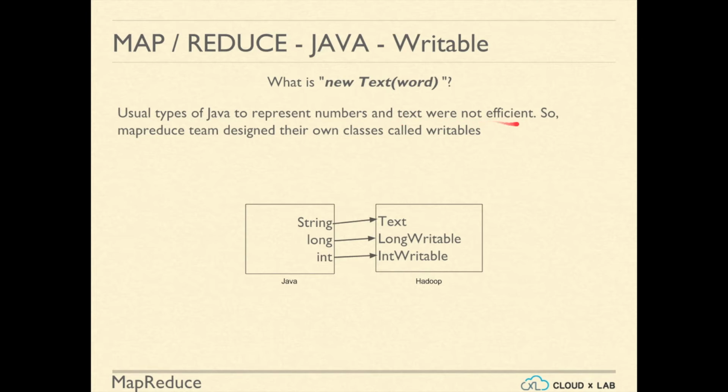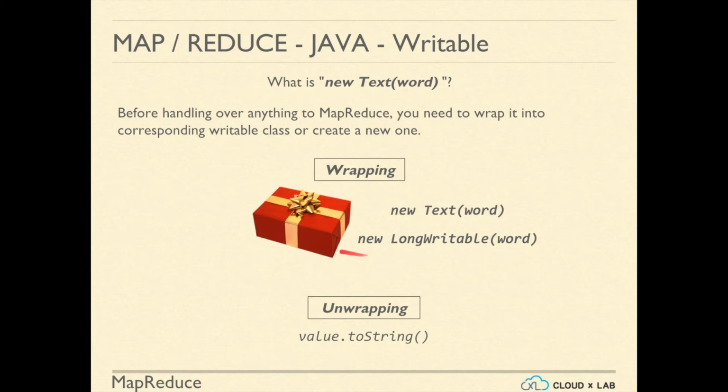The usual classes or types of Java to represent numbers, text, and other objects are not efficient. So, the MapReduce team designed their own classes called writables corresponding to most of the Java primitive objects. So while giving out the values to MapReduce, we need to wrap the basic objects into wrappers provided by the MapReduce framework. It is exactly like wrapping a gift for someone's birthday.